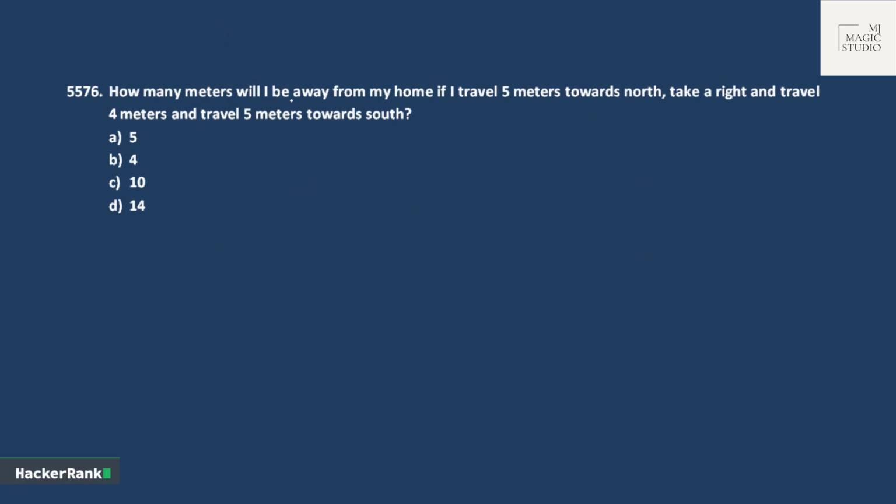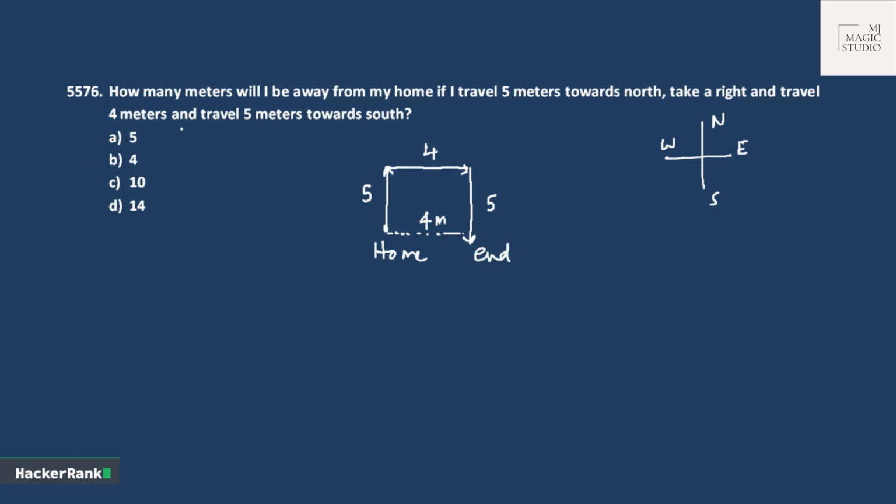How many meters will I be away from my home? Home, north, south, west, east. If I travel 5 meters towards north, take a right turn, that means my right, and travel 4 meters, and travel 5 meters down south, again south, 5. So here we can see this is the lateral distance of 4 meters. The distance between home and end point is 4 meters. In meters, answer would be 4, that is option B.